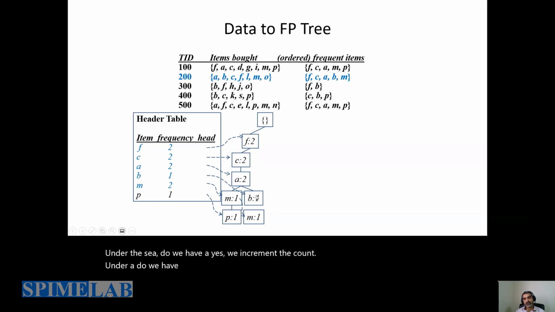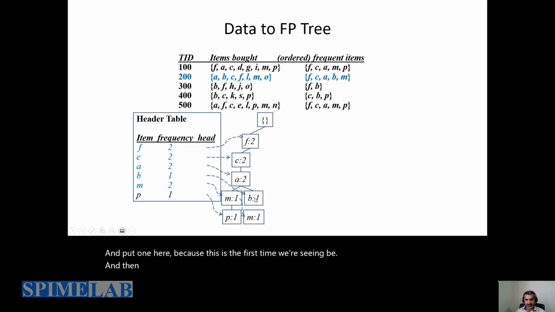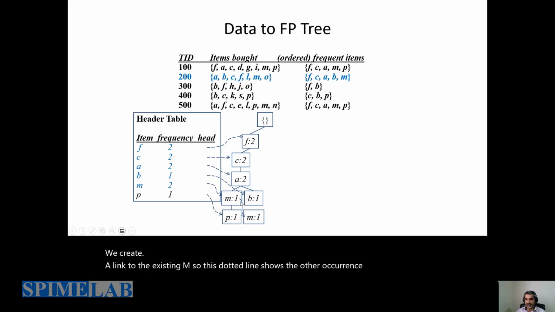No. So we create a new node and put the address of that node in the header table and put 1 here because this is the first time we are seeing B. And then M. After B, we check if M is there. No, we put M under B. A link is missing here, but after putting M under B, we create a link to the existing M. So this dotted line shows the other occurrence of M in the tree.